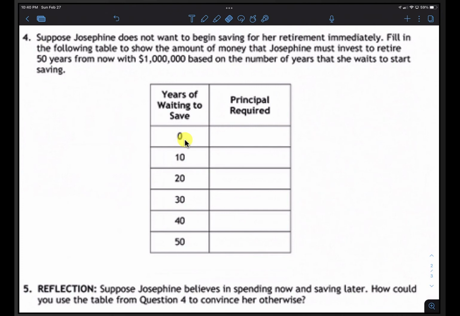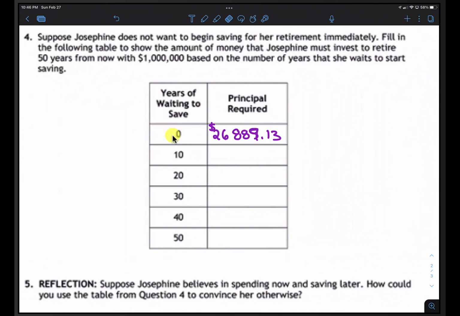Well, we already saw in the previous problem that if she's ready to save now, then she would put in $26,889.13. Now remember, the 0 means that she is waiting 0 years to invest, so she's starting today. That means she has a full 50 years for her money to grow. The 10 means that she's going to wait 10 years from now to start investing. So that means she would only have 40 more years left for her money to grow. So let's see what the principal is that's required.